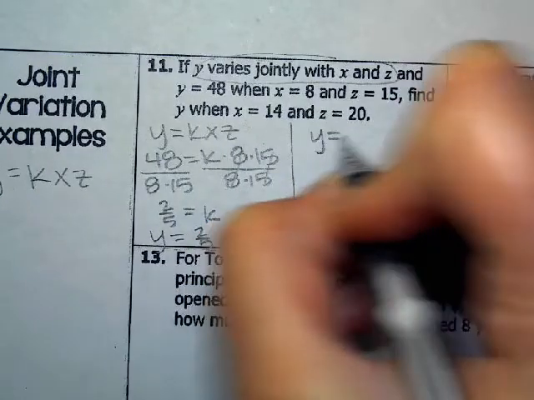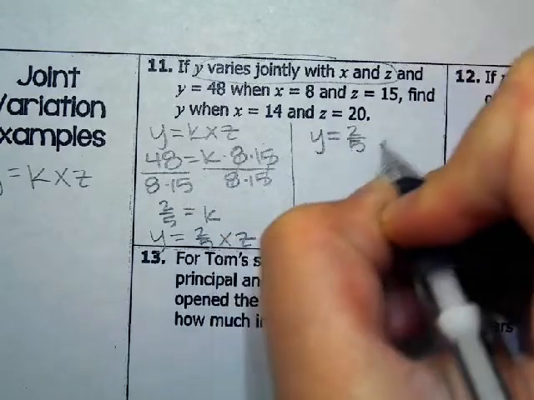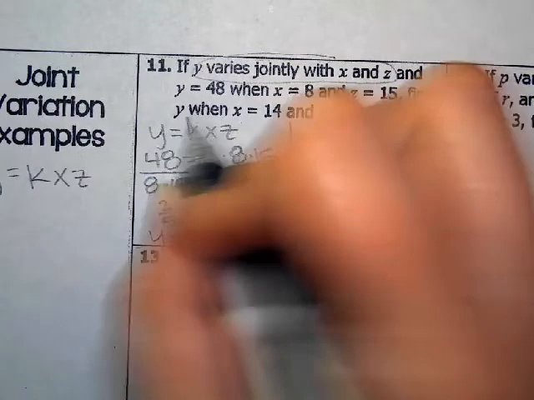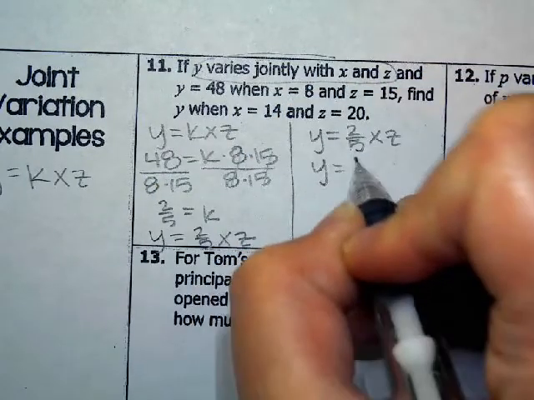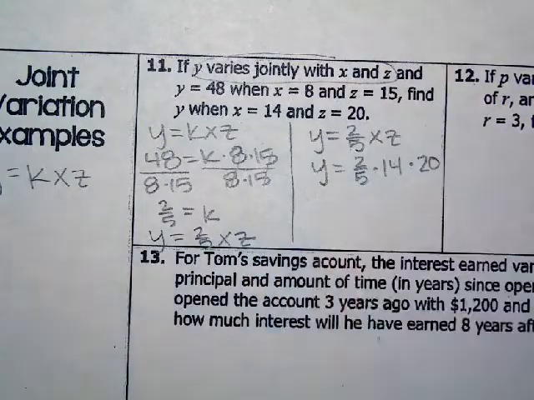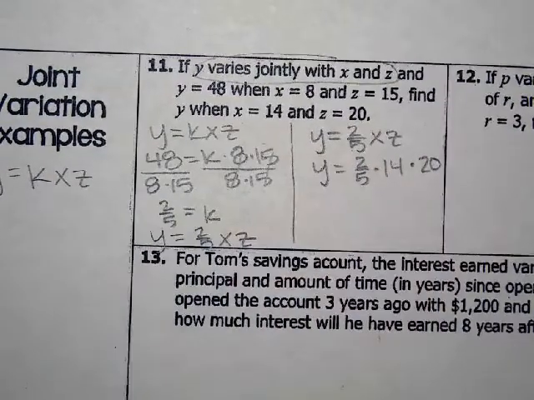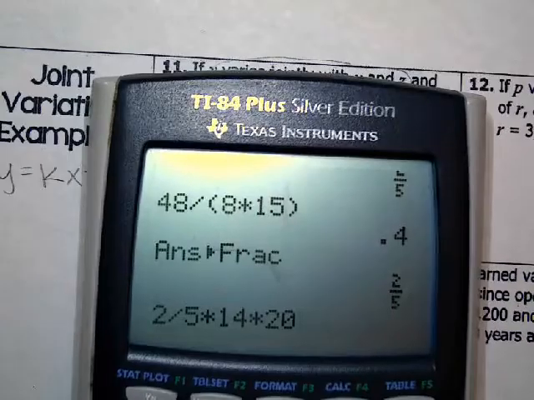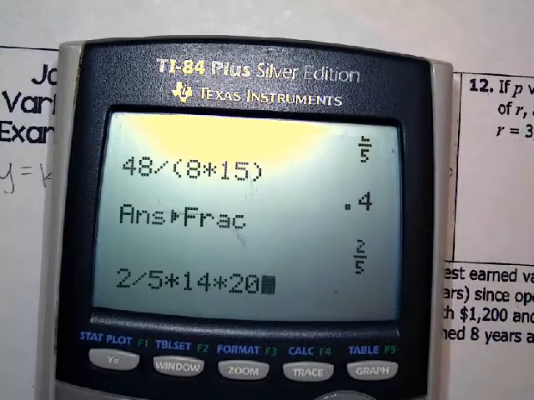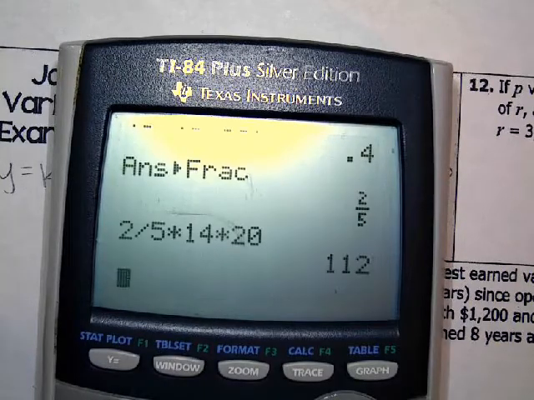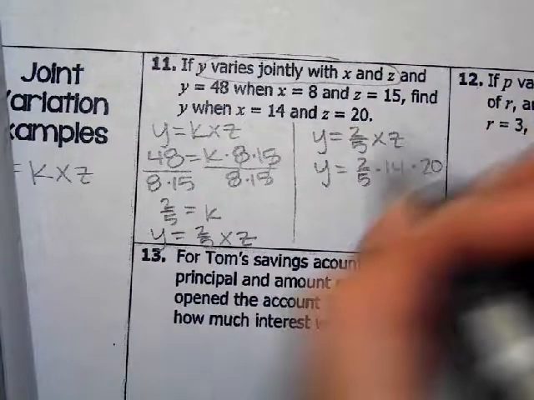So now I'm going to take that formula, y equals 2/5 times x times z, and I'm going to find the y when the x is 14 and the z is 20. So now it's just a plug and chug type of problem. I'm going to do 2/5 times 14 times 20. And you can type in the 2/5 like a fraction using the fraction button, or you can do what I did, which is I just typed it in using division. Same thing. We get y equals 112.